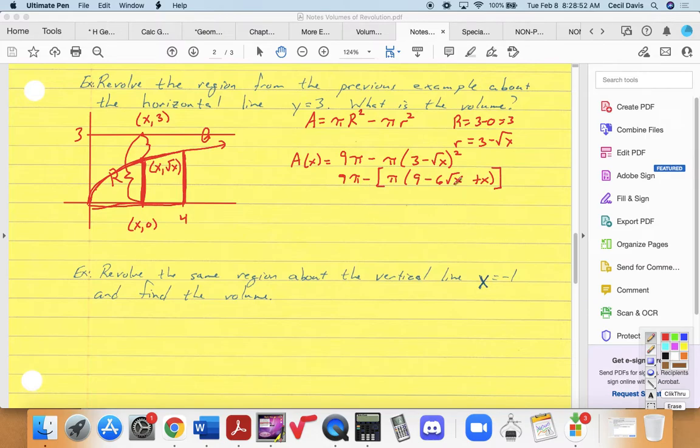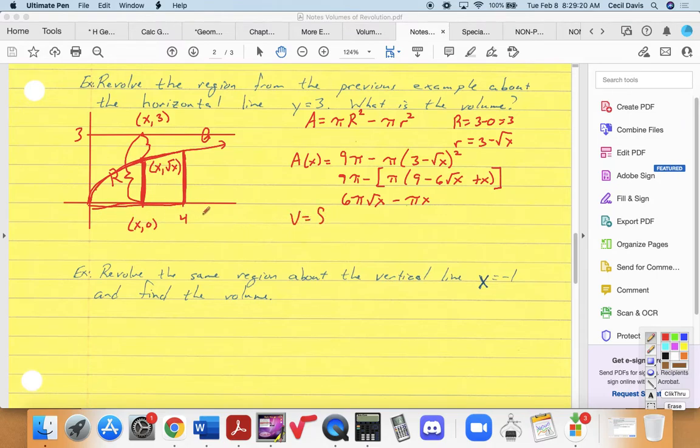Notice that when I distribute the pi and subtract, I'm going to have a 9 pi minus 9 pi. How nice is that? So we're going to have 6 pi square root of x minus pi x. So the volume will be the integral.